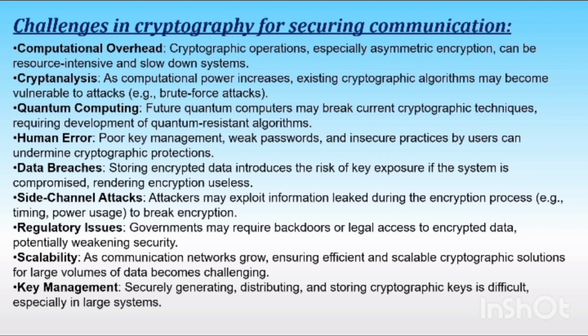Maybe the key management is not securely generating or distributing. Maybe the scalability of the network or the efficiency of the network for large volumes becomes challenging. Regulatory issues: the government may require legal access to encrypted data, which will potentially weaken the security. Side channel attacks: attackers might exploit information leaked during the encryption process. For example, when data is being encrypted, some information may be leaked that can be exploited by attackers.